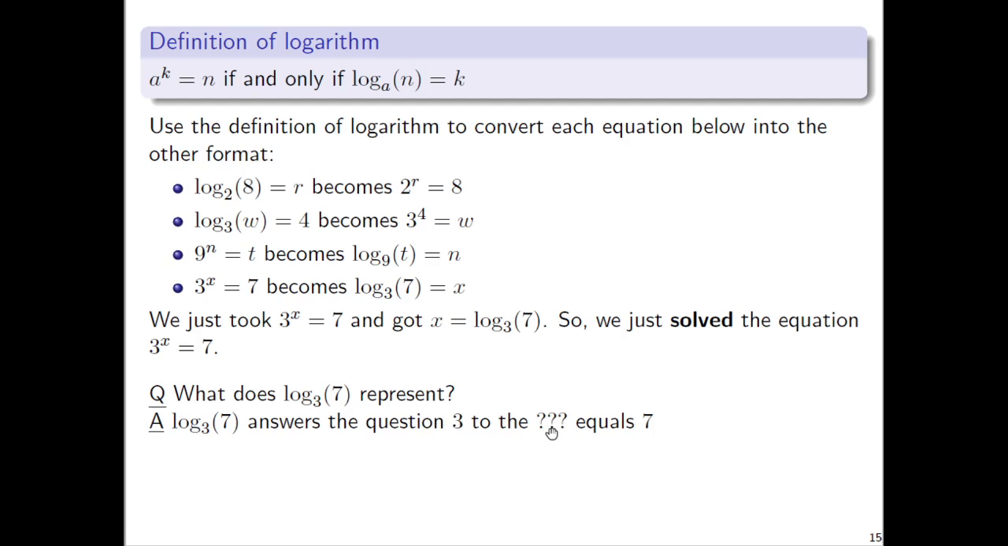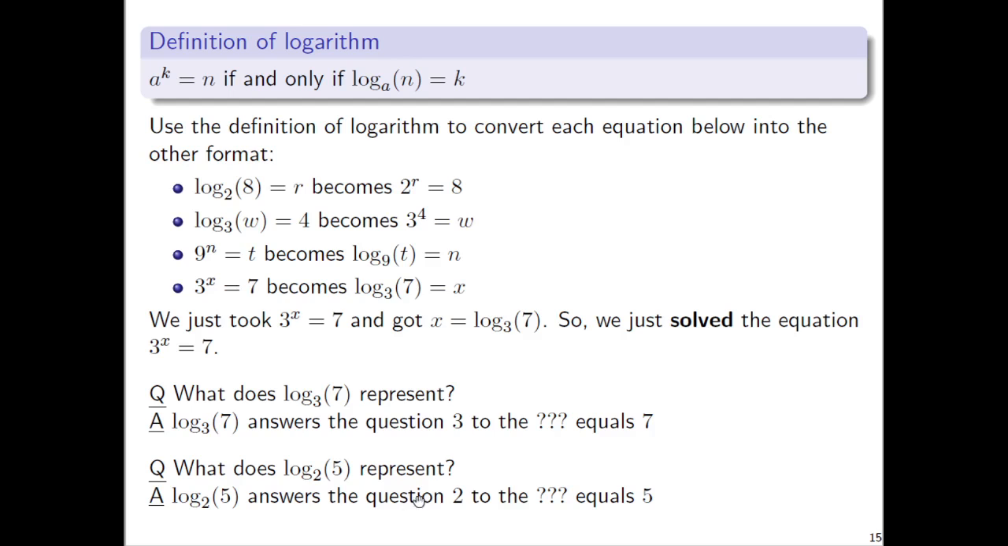And 3 to the, you know, fill in the blank equals 7, that's not a very nice number. It's like a decimal is what I mean. It goes on and it's not very clean in a calculator, but that number on paper, we write log base 3 of 7 for that number. So what does log base 2 of 5 represent? In the same way, log base 2 of 5 answers the following question: 2 to the what equals 5?